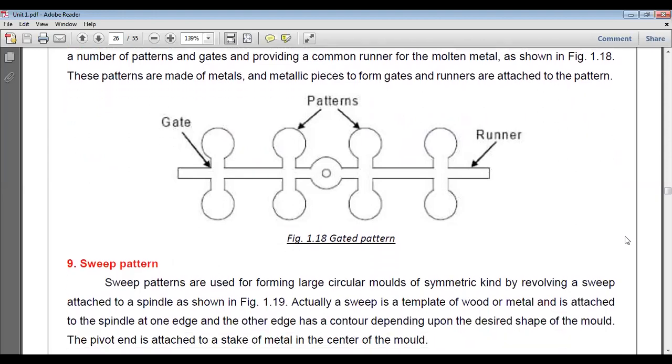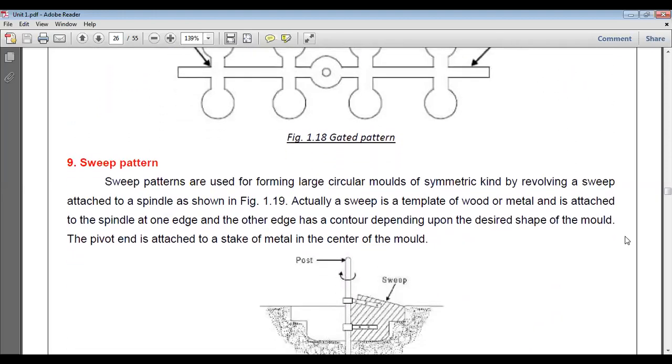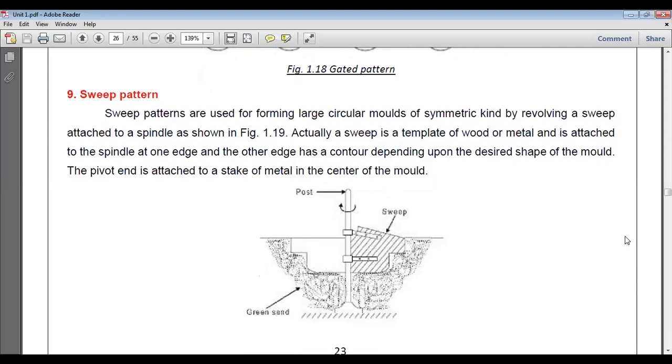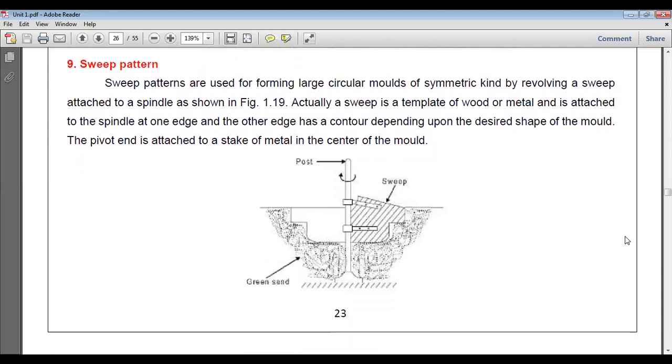Next, the ninth one, is sweep pattern. Sweep pattern is where we have a symmetrical shape or circular shape. So rather than making a complete circular pattern, we make a shape, a quarter or 1/8 shape, and then we sweep all over to make a complete symmetrical pattern. So we can see there we have sweep pattern like this.